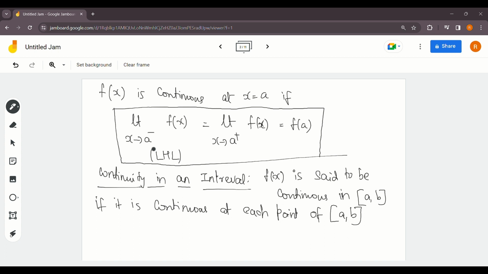Now we are going to see the next important definition for a continuous function in an interval. So f of x is said to be continuous in the closed interval a comma b. Intervals, you have to be very specific.